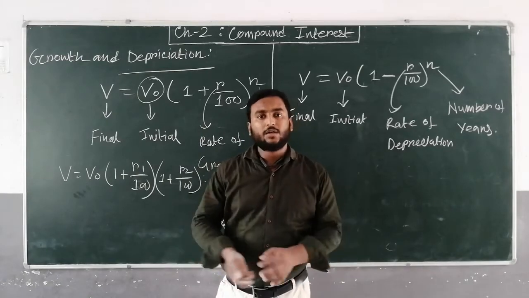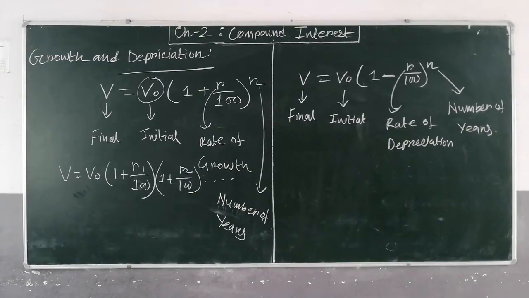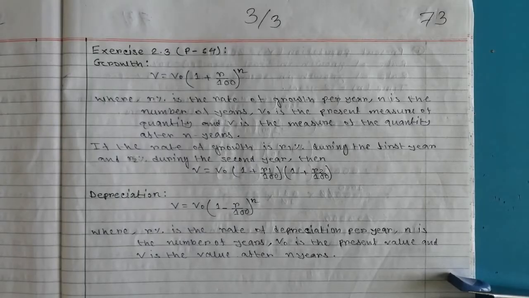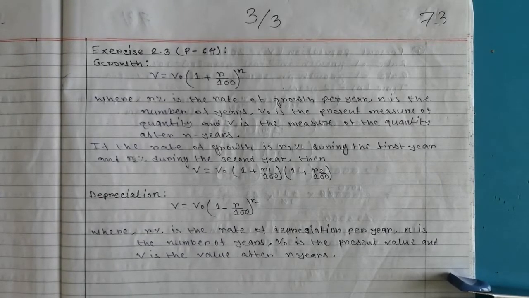So let's start exercise 2.3. See the first question, and read it very carefully. The present population of a town is 2 lakh. If its population increases by 10% in the first year and 15% in the second year, find the population of the town at the end of the 2 years.